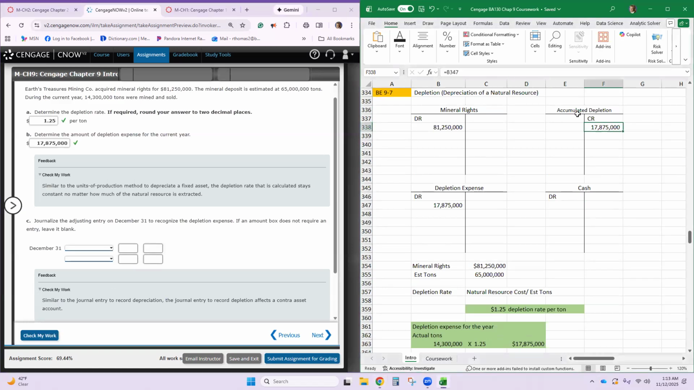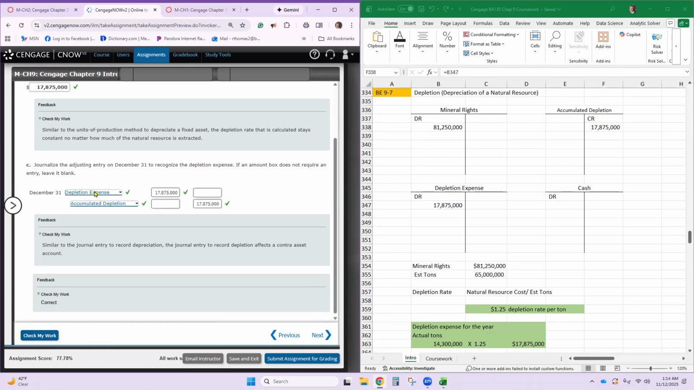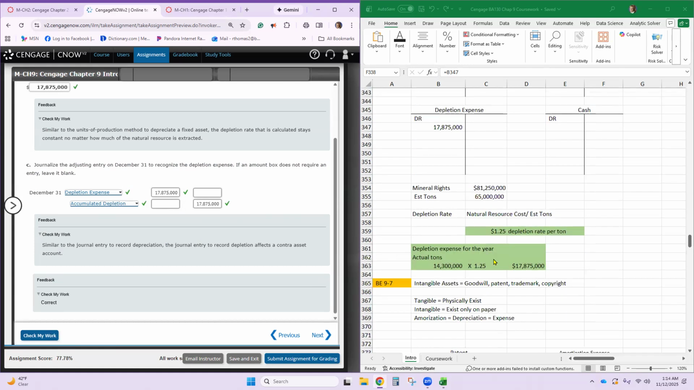Okay, so it's going to have accumulated depletion, and we're going to have depletion expense to offset each other. So it's going to go in the depletion expense account. And then accumulated depletion, 17,875,000. Okay, there it is. There's the adjusting entry. Just like we would do depreciation.